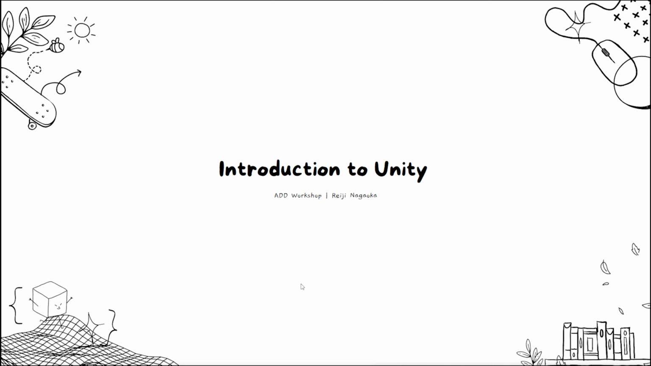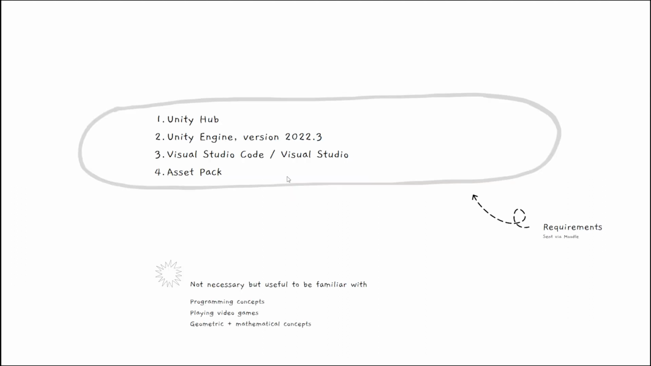So the first things you'll need: Unity Hub, the 2022.3 version, Visual Studio Code or Visual Studio. We'll be using Visual Studio Code today. And for the asset packs, we'll do that live during this, so that's not hugely important.